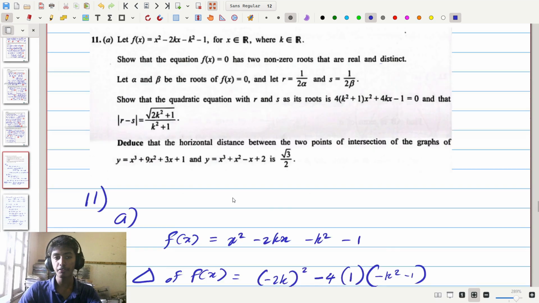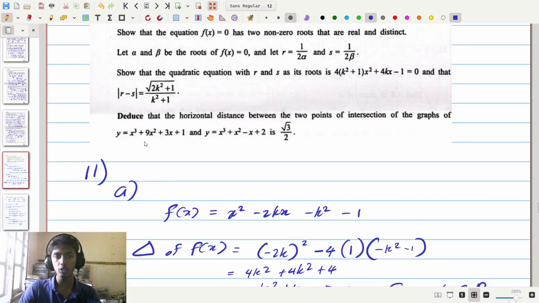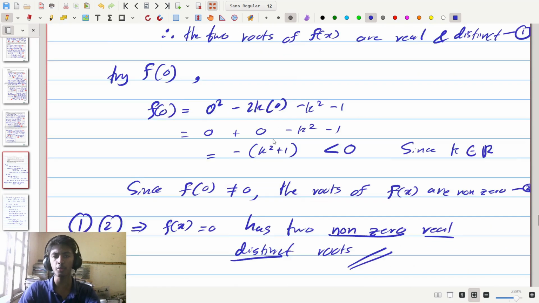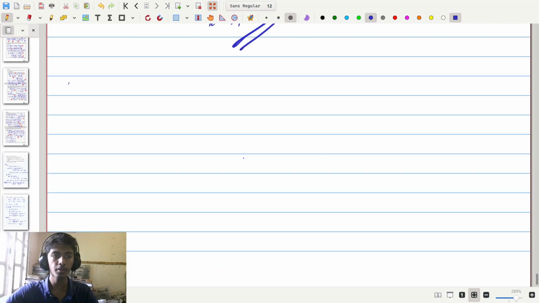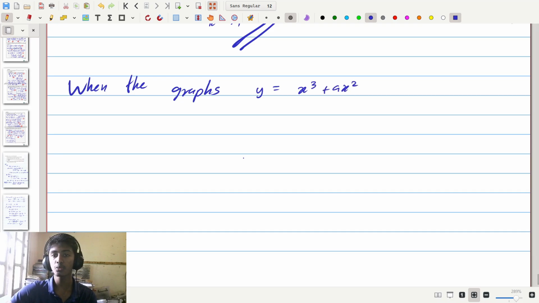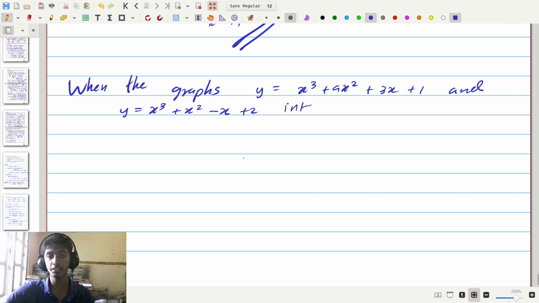So if we look at these two graphs and we write them down, we have y equals x cubed plus 9x squared plus 3x plus 1, and y equals x cubed plus x squared minus x plus 2. So I'm going to write down the two graphs, and we're going to say when these two graphs intersect, what's going to happen?